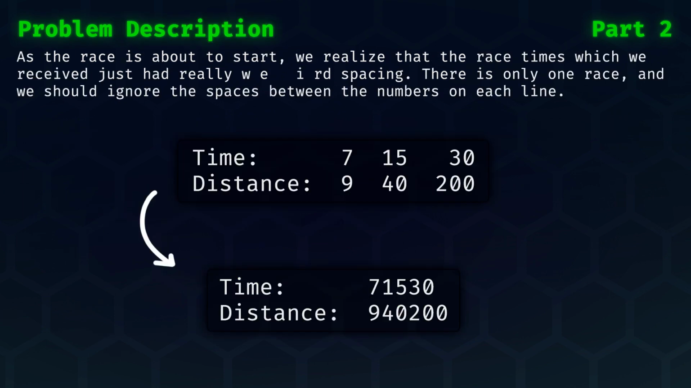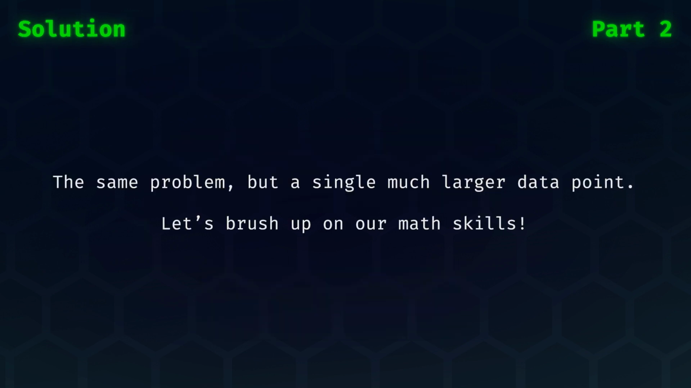For part 2, just as the race is about to start, we realize that the race times which we received just had really weird spacing in them. There is only one race, and we should ignore the spaces between the numbers on each line. For part 2, the problem is the same, but we have a single much larger data point. Let's brush up on our math skills and take a look at the mathematical solution.